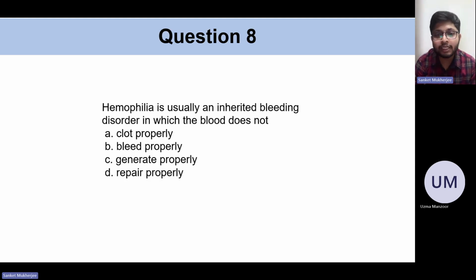Let's go to question number 8. Hemophilia is usually an inherited bleeding disorder in which the blood does not A, clot properly, B, bleed properly, C, generate properly, or D, repair properly. I'll give you a minute to think on this and then we'll discuss the answer.